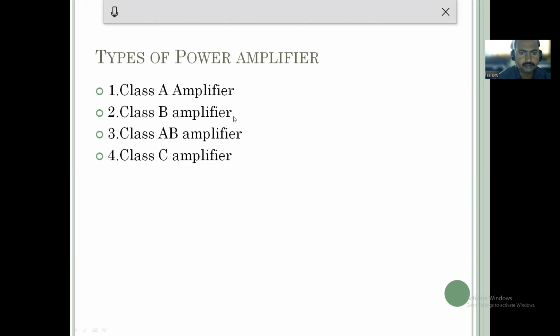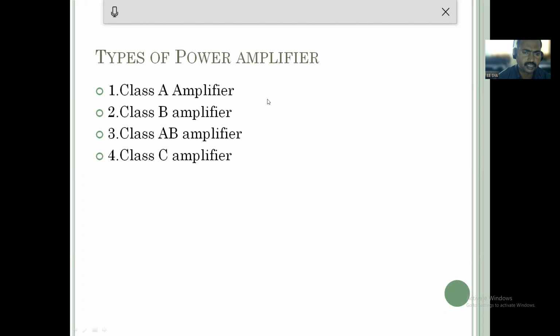इन केस ऑफ क्लास बी अम्प्लिफायर, the highest efficiency of this type of amplifier is near about 78.5%, right? This is the efficiency of the class B amplifier. Class AB is the combination of class A and class B. Class C is another type of amplifier. It has some different function than your class A, B, and AB, right?